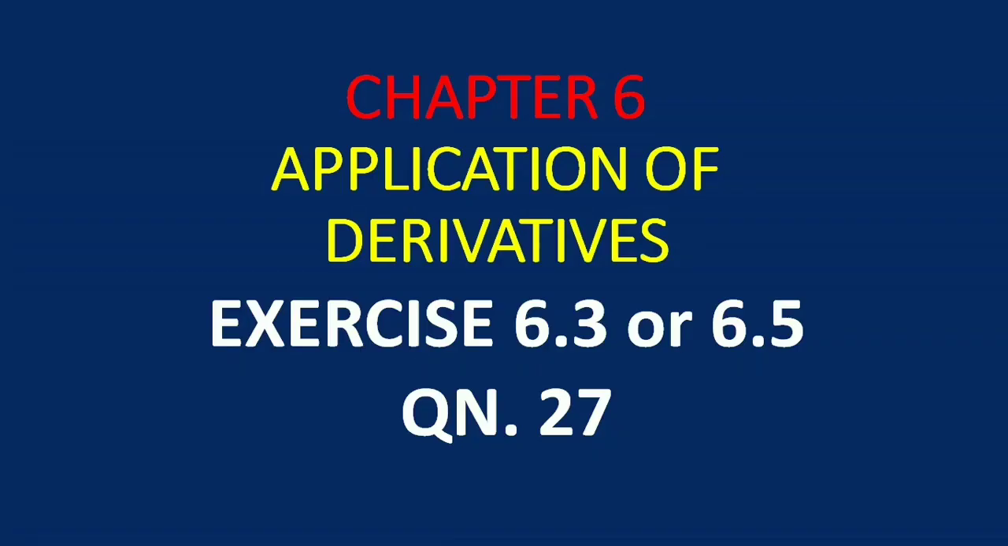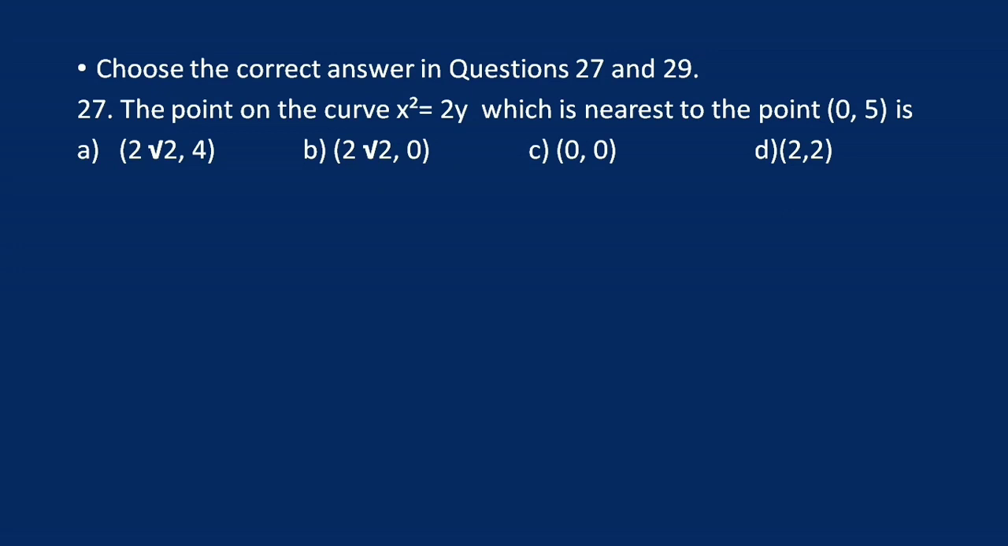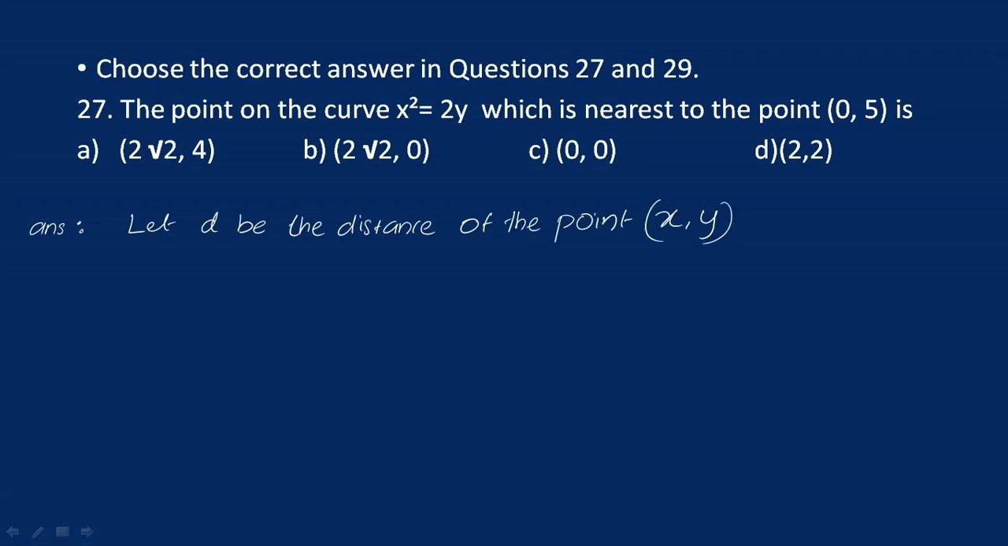Chapter 6, Application of Derivatives, Exercise 6.3 or 6.5 in the previous textbook. 27th question, that is, choose the correct answer in questions 27 and 29. 27th question: the point on the curve x square is equal to 2y which is nearest to the point 0, 5 is: a) 2 root 2, 4; b) 2 root 2, 0; c) 0, 0; and d) 2, 2.